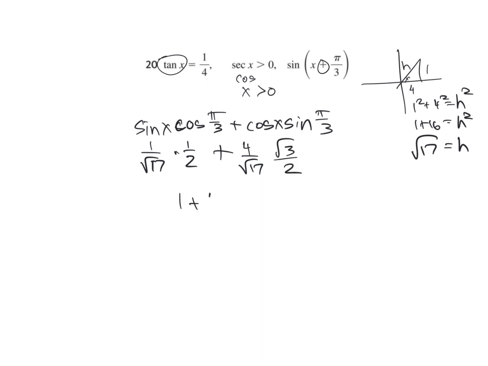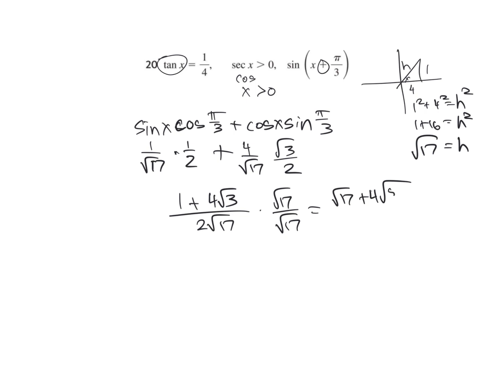So we have 1 plus 4 square root of 3 all over 2 square root of 17. So multiplied by the square root of 17, we get square root of 17 plus 4 square root of 51. 3 times 17, yeah. And then on the bottom we have 2 times 17 or 34. And that's your answer.